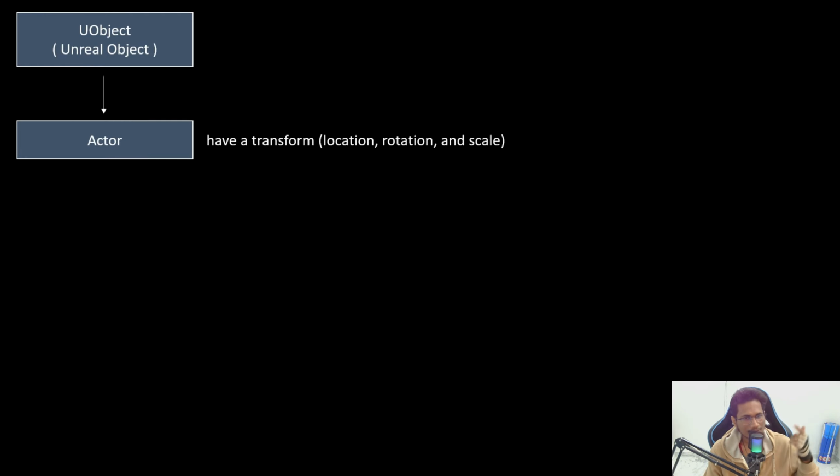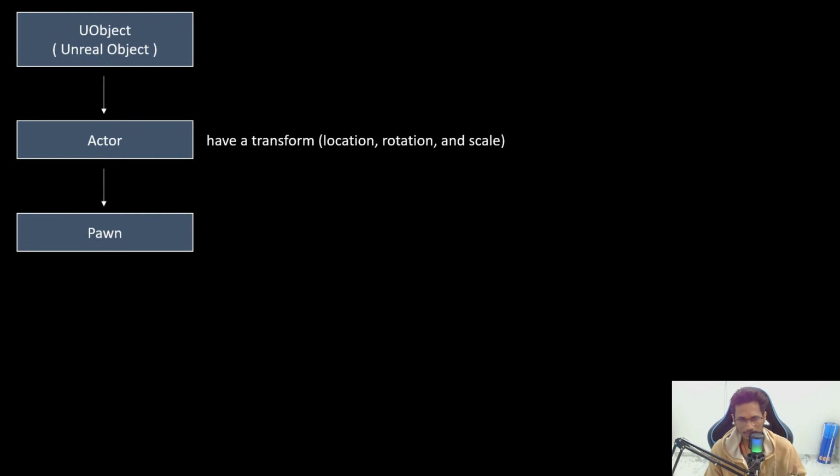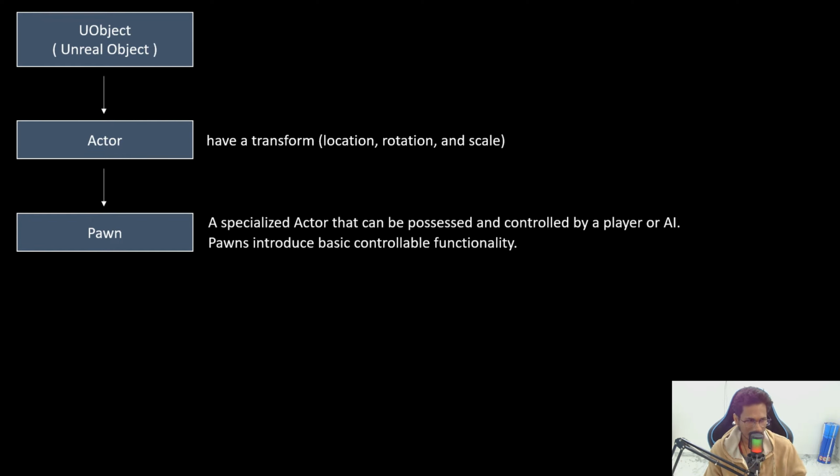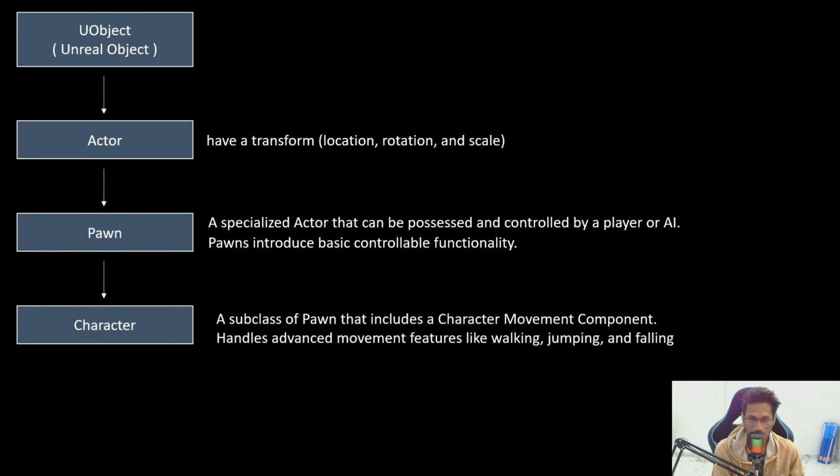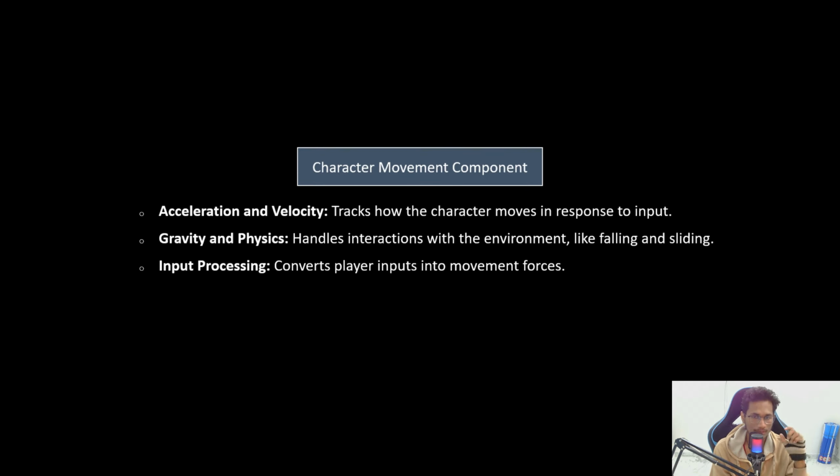Just like actor is inherited from Unreal object, there is another class called pawn which is inherited from actor, and it's a specialized actor that can be possessed. The last class that I want to talk about is the character, which is our player basically that you see in the game. This is a subclass of pawn that includes a specific component called character movement. This component handles the advanced movement features like walking, jumping, falling, running, etc.